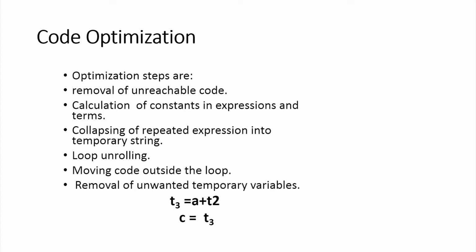In the intermediate code that was generated in the previous phase, we can remove T4 as it is unnecessary. So the code will become T3 = A + T2, C = T3. The last phase is code generation.